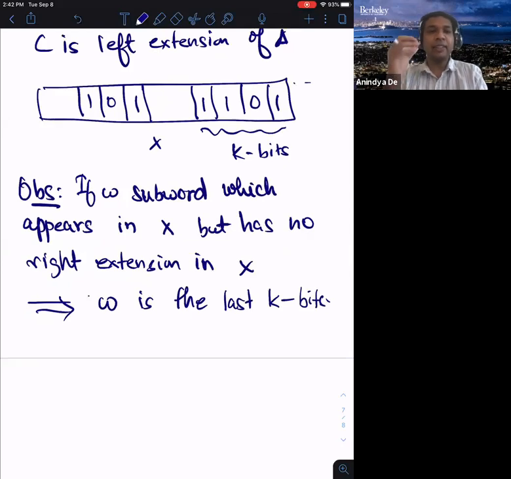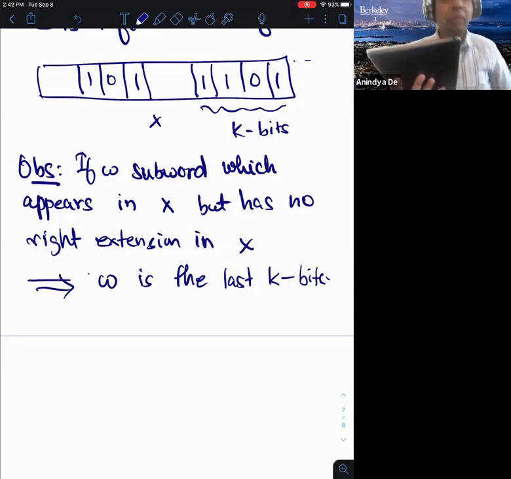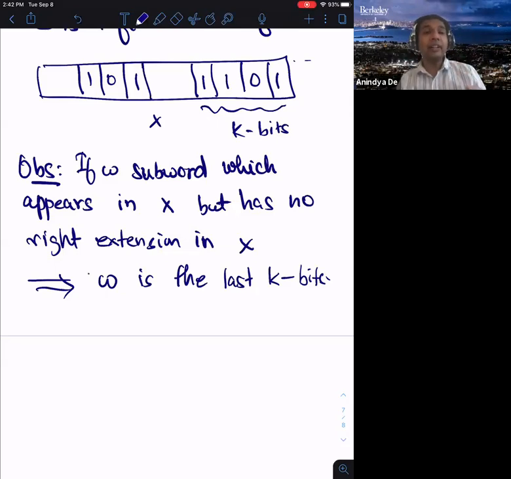And the second thing is that you can be lucky. What you can show is that if the string was generated in the smooth analysis model, this is a simple calculation, then with high probability the last K bits will indeed not have a right extension. That way you know what the last K bits were.